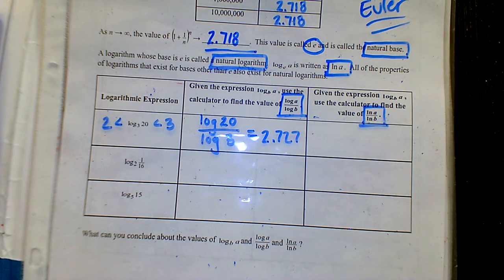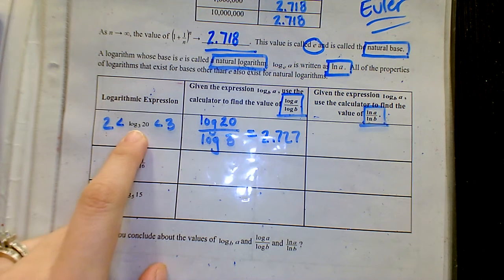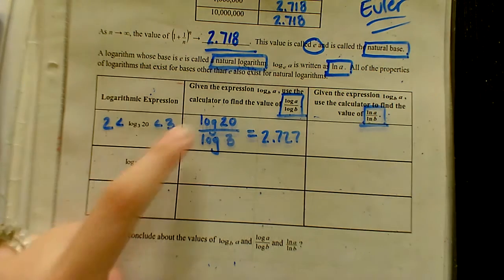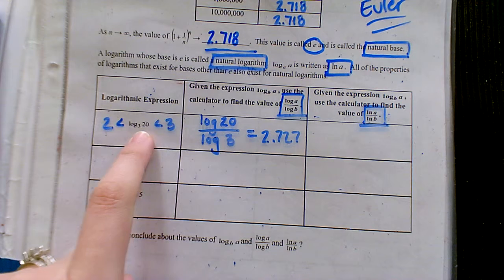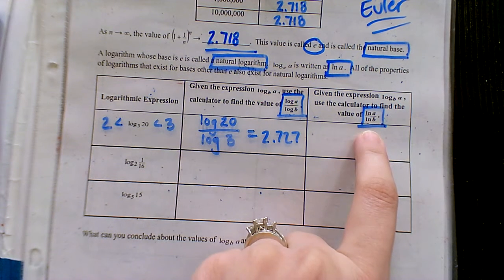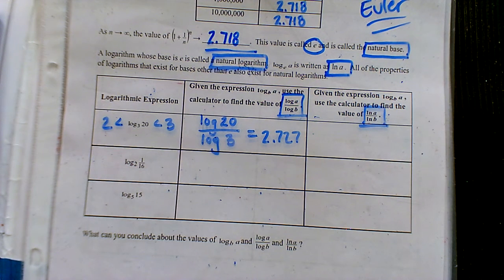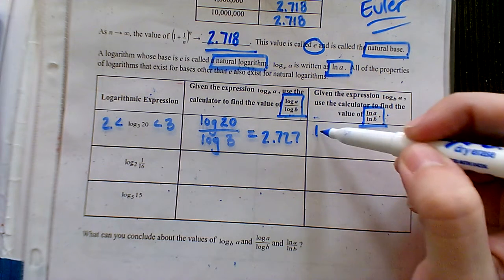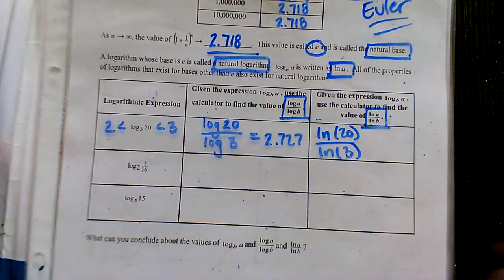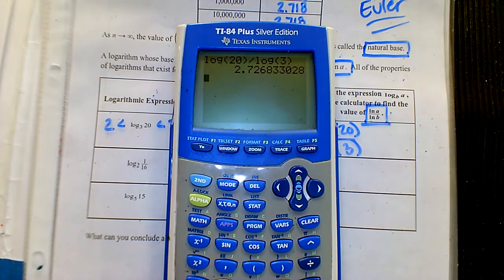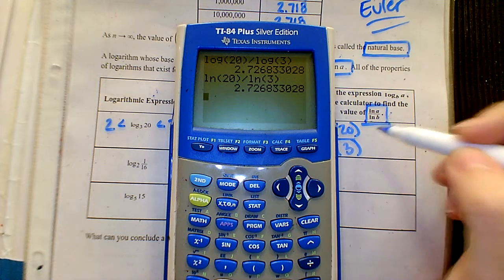But maybe instead of converting the log base 3 into common logs so we can use our calculator, we can convert the log base 3 into a natural log, because we have that button on our calculator as well. It works the same way. Maybe we want to do natural log of 20 over natural log of 3. So we'll hit the ln button, which is right underneath the log button from before. And notice how we get the same answer.